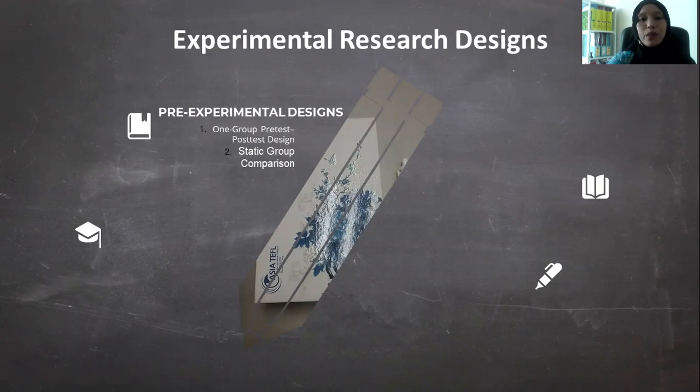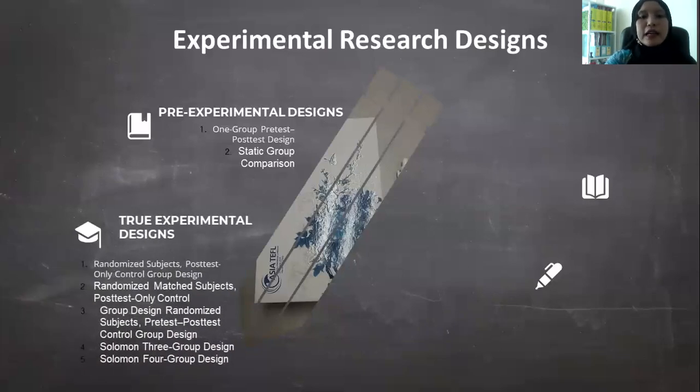For example, you do the research in only one class, so you give students the pre-test and then you give them treatment. After that, you give them the post-test, but only for one class or one group of participants. There is no comparison group, so only one group. And the second one is static group comparisons.